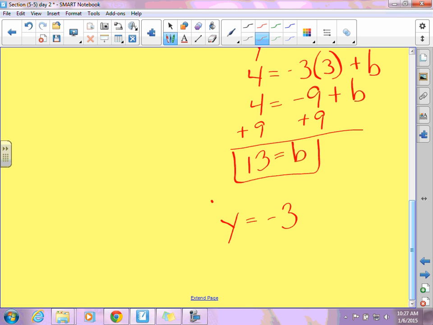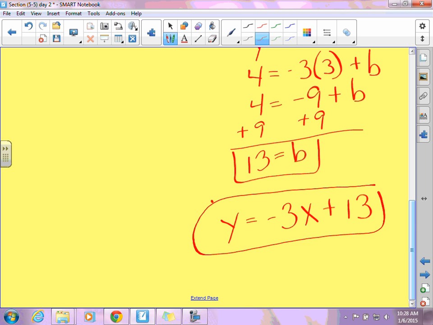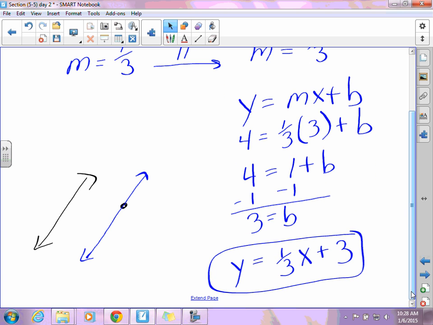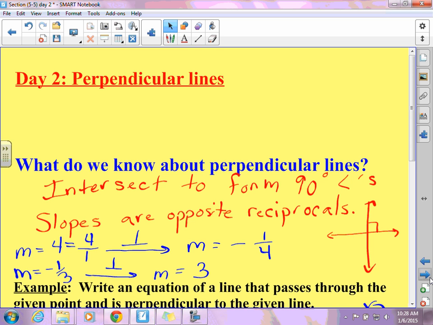Now, for just a minute, take a look at the one that we just previously did. Remember how we did this one? Do you notice how the blue line, it's y equals 1/3 x. Notice that's a positive slope, and the y-intercept is 3. Do you notice with perpendicular, my slope is not positive but negative, and my y-intercept is different, isn't it?